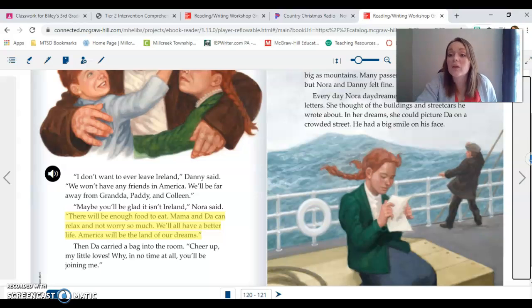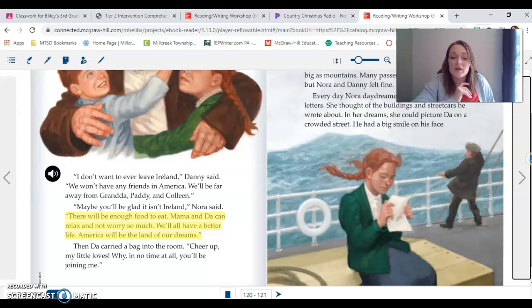So there's quite a few things that we could put in the text boxes to prove that America would be a dream for them. So first of all, they'd have enough food to eat. That's a huge thing, silly thing that you and I don't really think of. But if you don't have enough food to eat, that would be a dream to go and travel somewhere and live there and be able to have food to eat every single day.